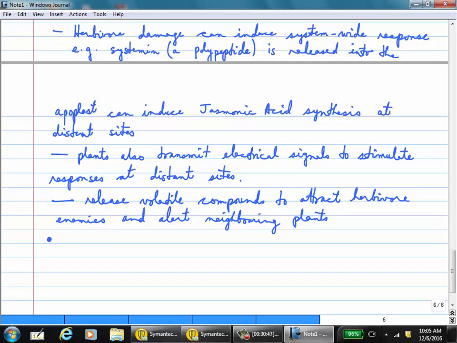So we talked about plant defense against herbivores, okay? Now let me talk about plant defense against pathogens, right? So microorganisms that invade plants, right? So what are the defenses that are employed by plants against them? So plant defense against pathogens, right?